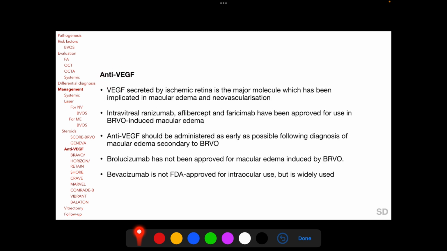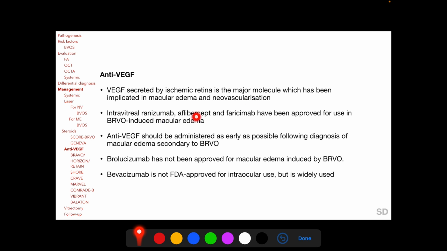Anti-VEGFs have become the first-line therapy for macular edema following BRVO because, as we have discussed multiple times, VEGF secreted by ischemic retina is the major molecule which has been implicated in macular edema as well as neovascularization.